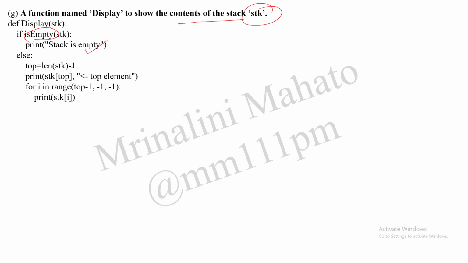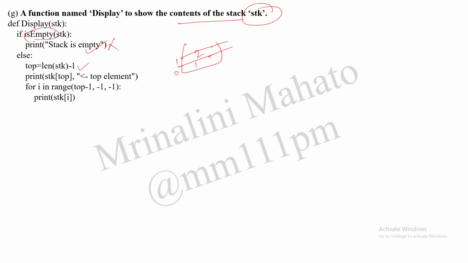Now top equal to len of stack minus 1. Whenever the stack is not empty, then the top is the index. Here we have 0 index, first index. Now data is there, the element is here, that means the stack is not empty. Okay, so this is the first case.